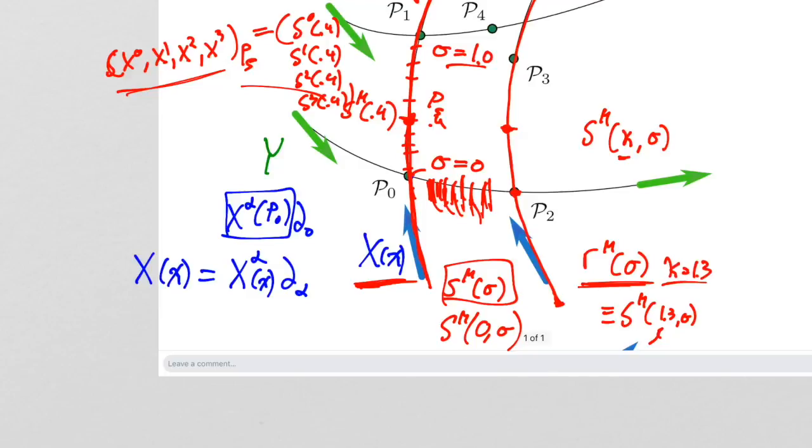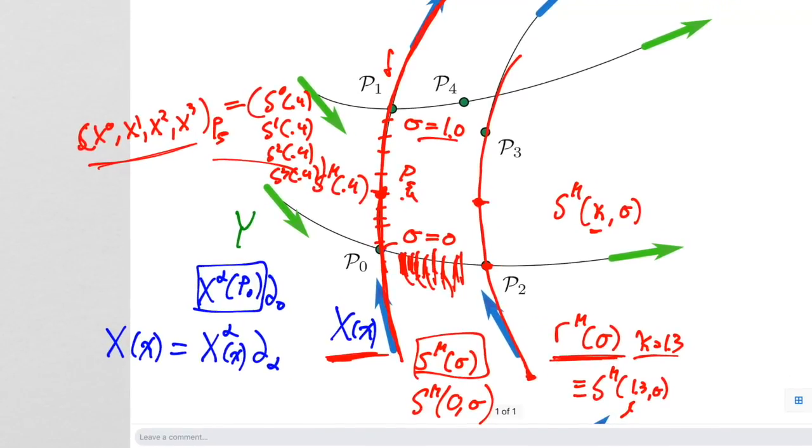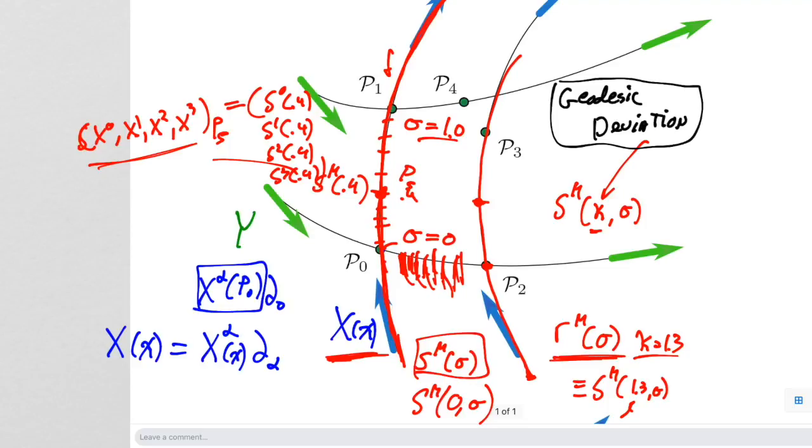We're not going to need that too much for this lecture, but this idea of having another parameter to tell us which of these curves of the congruence we're actually on does become important when we talk about geodesic deviation. And we'll be talking about that in an upcoming lecture, because geodesic deviation is another topic that has to do with the Riemann tensor, right? And it's another way of defining the Riemann tensor.